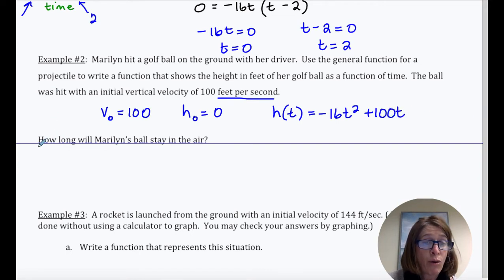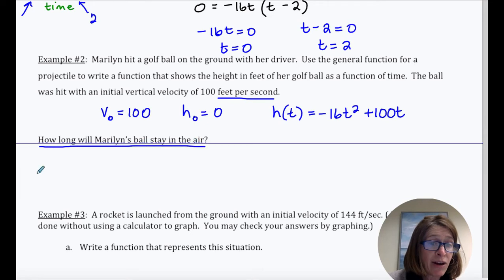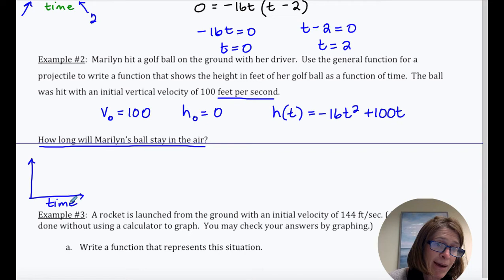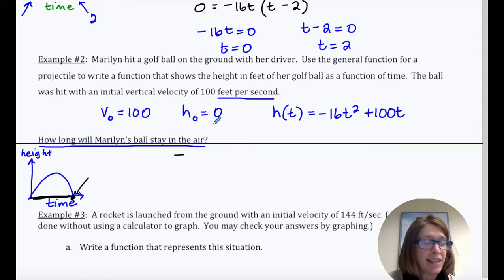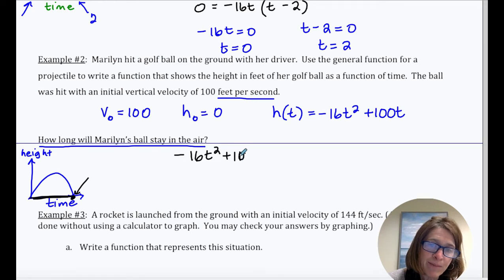Okay? How long will Marilyn's ball stay in the air? I have a general sense of this. I've got my time and my height, and the ball went from the ground up. So how long will the ball stay in the air? How long is time? It will be in the air this whole distance. So I'm looking for that value, which is the x-intercept. So once again, negative 16t squared plus 100t equals 0. So I'm going to solve by factoring.